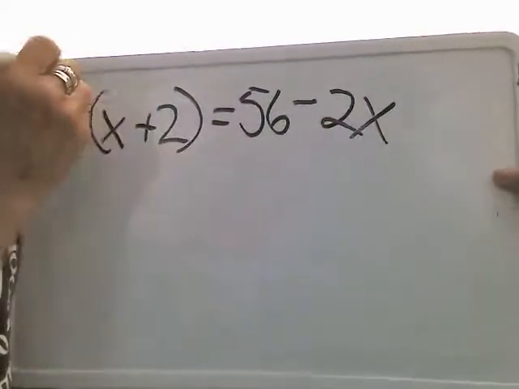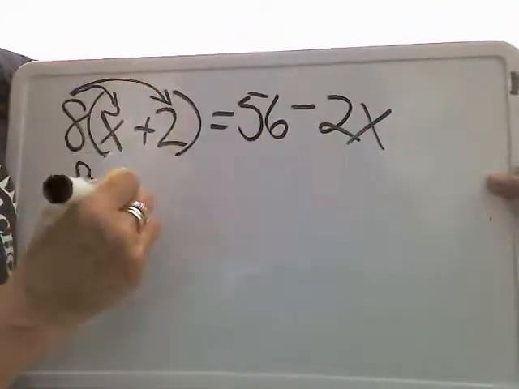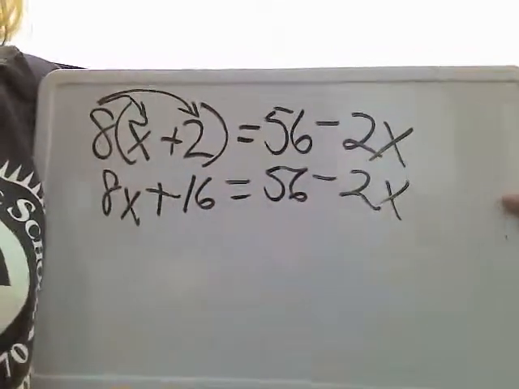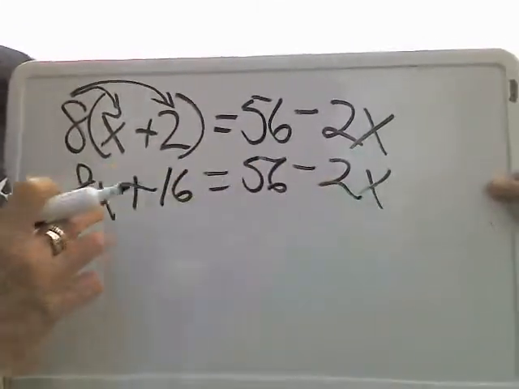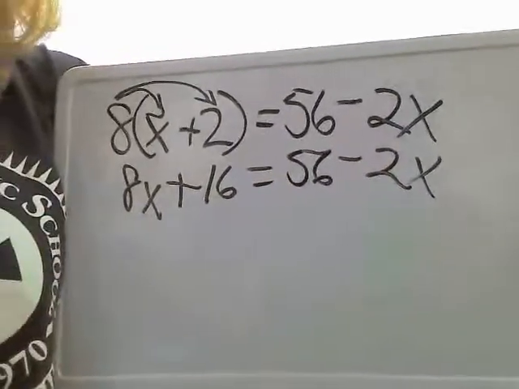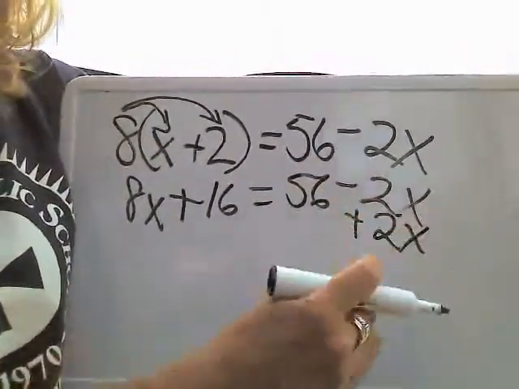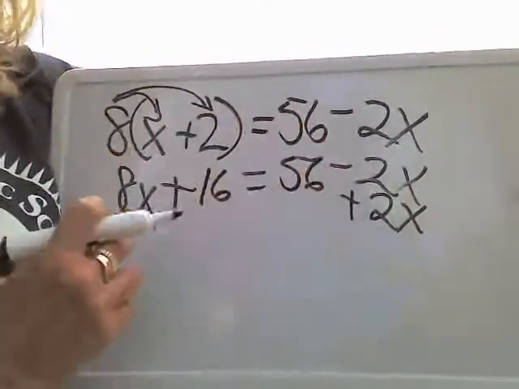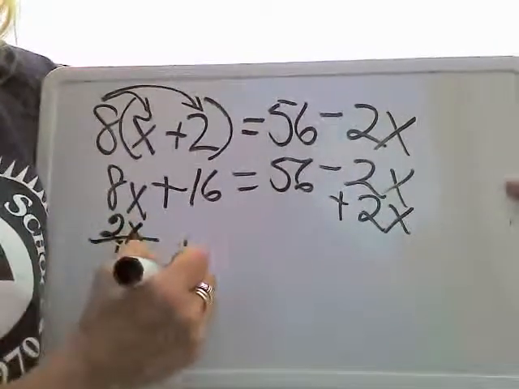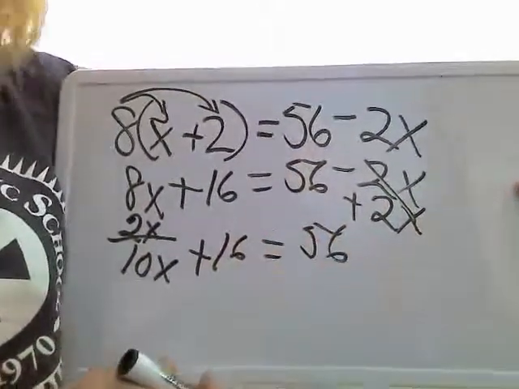So I'm going to distribute here first. I get 8x, 8 times 2, 16. Now I'm ready to go. Go to the side with the variable. Shoot, they're on both sides. I've got to move them to one side. Same way we do equations. Go to this side and do the opposite. Whatever I do on this side of the equal sign, I must do on this side of the equal sign. I get 10x plus 16 equals, that cancels out, 56.